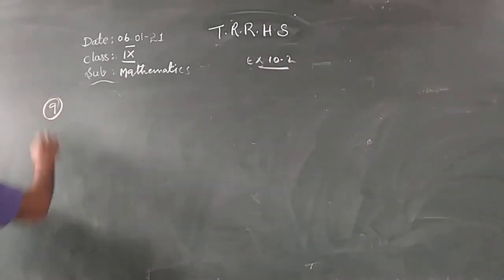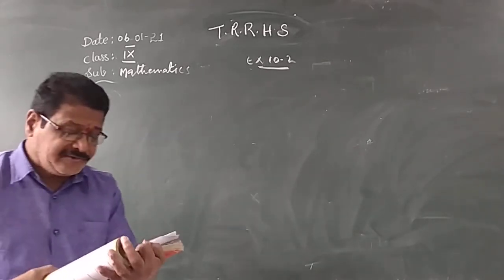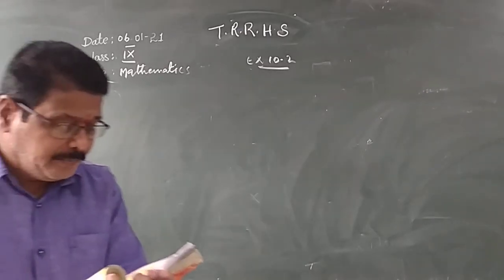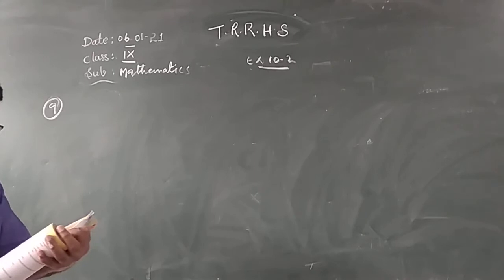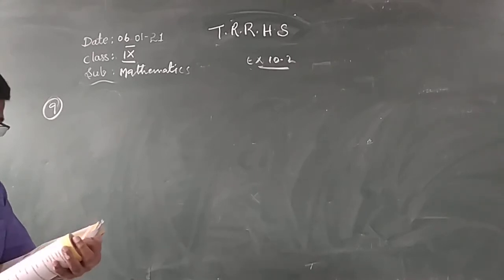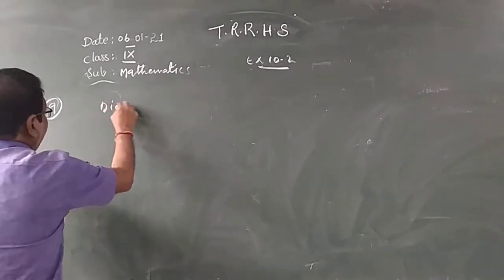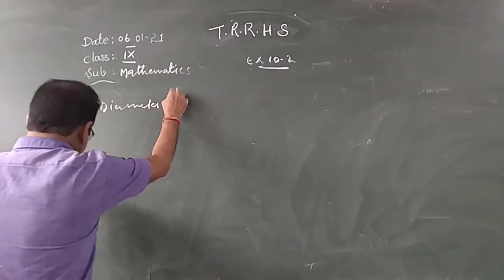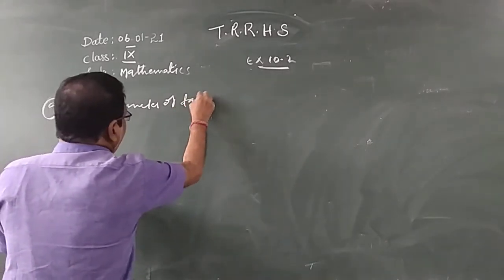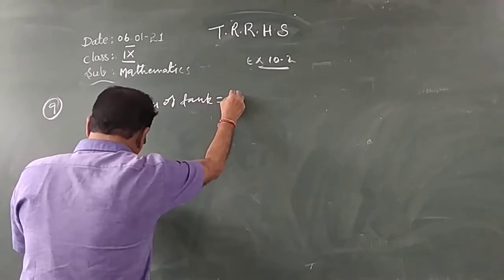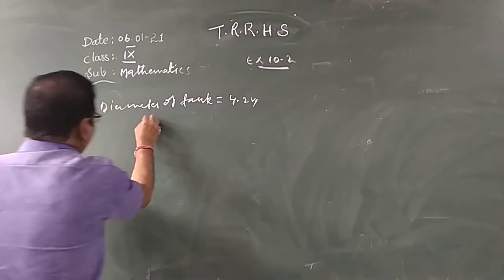Ninth problem, children. Find the total surface area of a closed cylindrical petrol storage tank whose diameter is 4.2 meters and height is 4.5 meters. The diameter of the tank, which is cylindrical in shape, is equal to 4.2 meters. Find the radius.